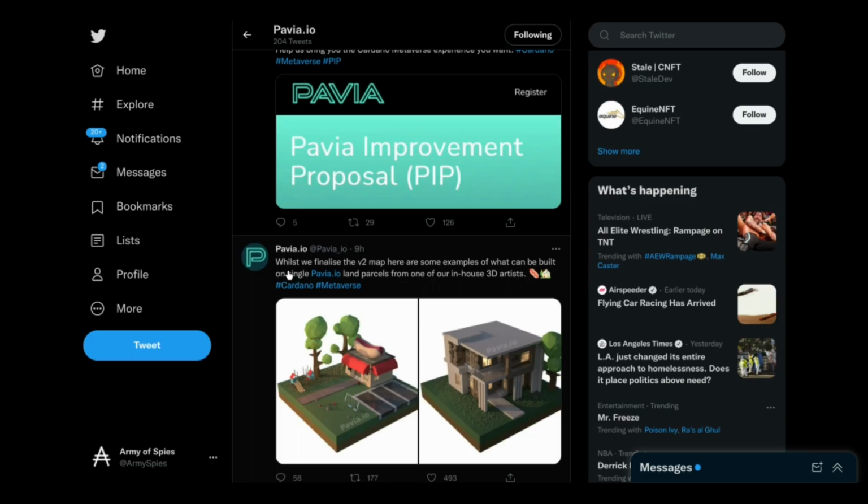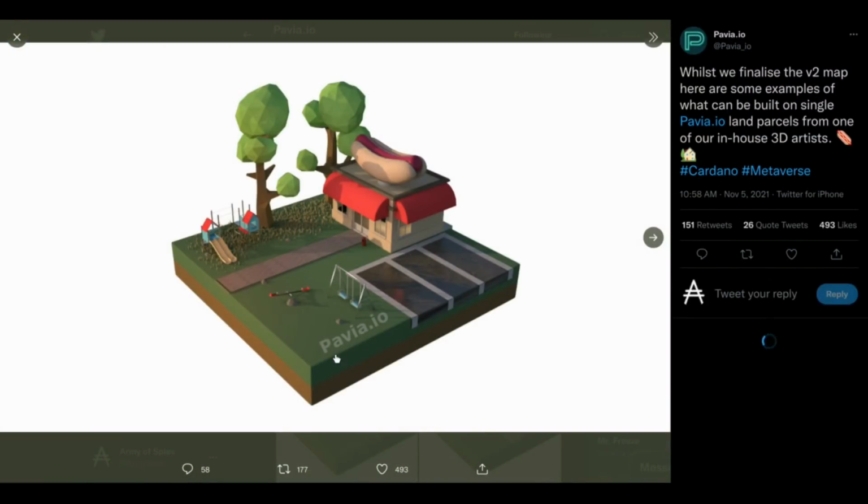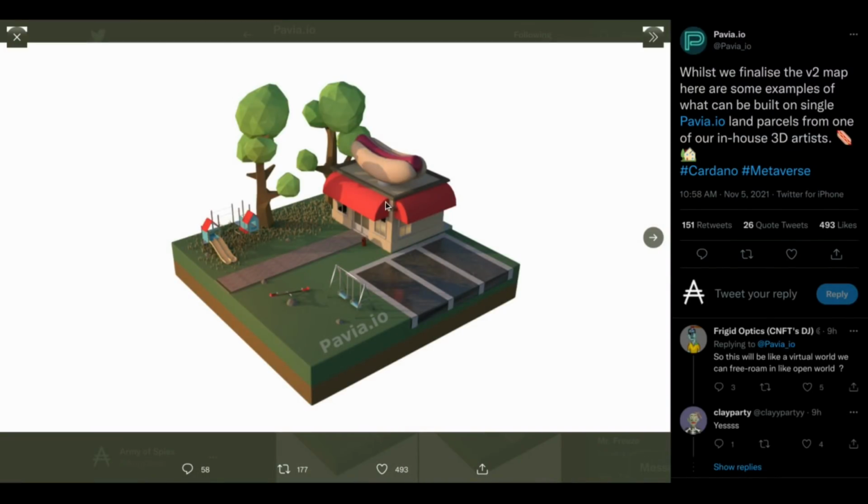But they say, whilst we finalize the V2 map, here are some examples of what can be built on single Pavia land parcels from one of our in-house 3D artists. So I have no idea if they're going to be able to execute on this and we're actually going to get these types of things. But what we got here is a hot dog house.